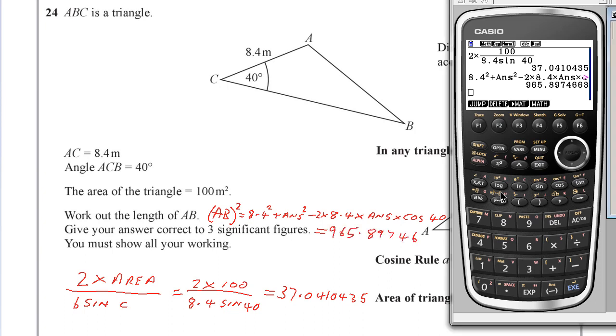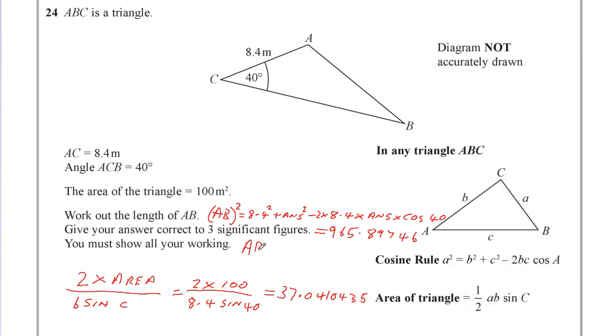And then to find AB, we square root this answer, which gives 31.078. Just to finish it off, give the answer as 31.1 to 3 significant figures. Done.